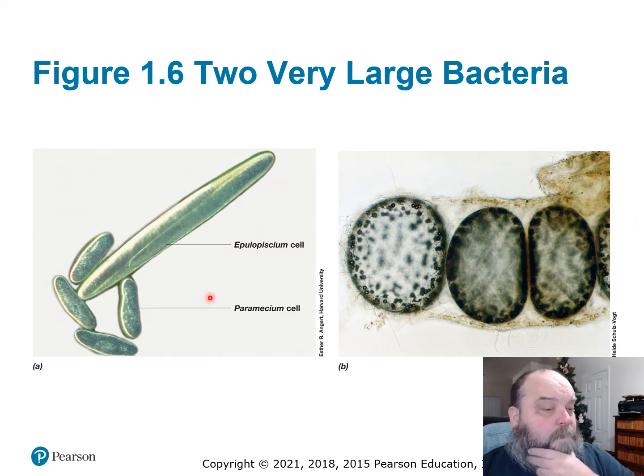So when you look at the shapes of many of these microbes, as I said, they're going to be dictated by the genes. Here's Paramecium. Paramecium is a single-celled eukaryotic protist. Epulopiscium is a bacteria. Notice, it's about 10 times larger than a eukaryotic cell. Okay? This is the exception to the rule of being extremely small.